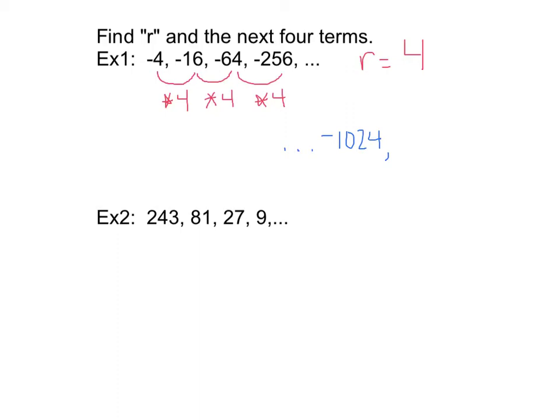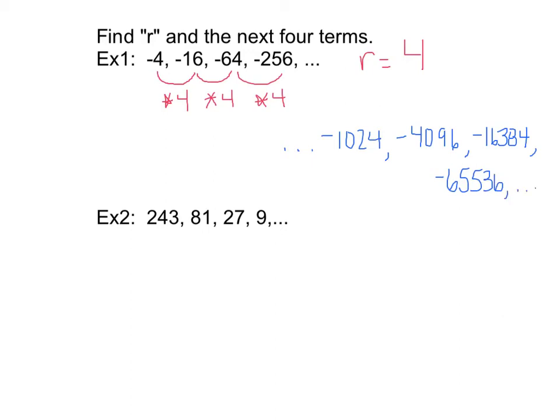And then multiply that one by 4, and you'll get -4096. And multiply that one by 4, you get -16,384. And one more to get 4 terms, and that would be -65,536. So there's your next 4 terms.